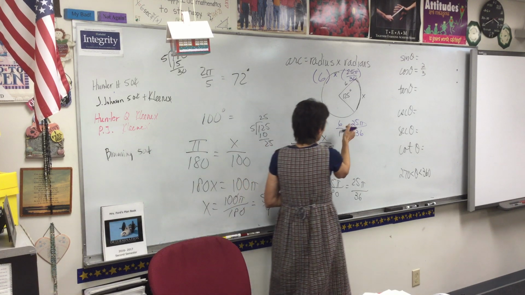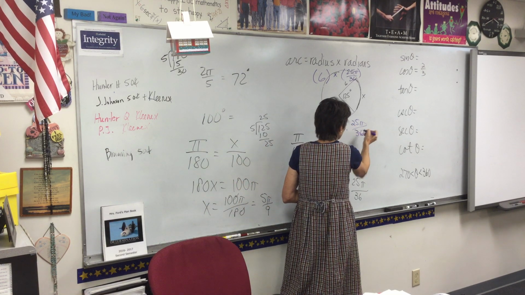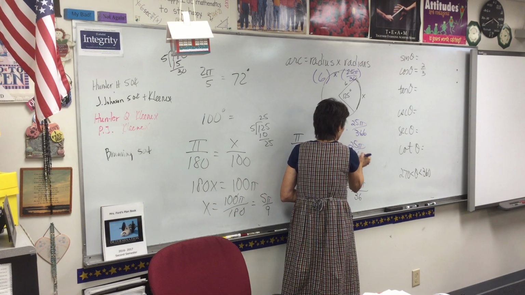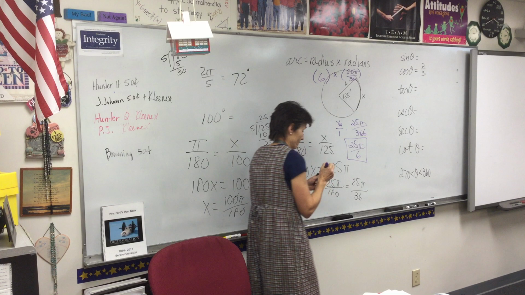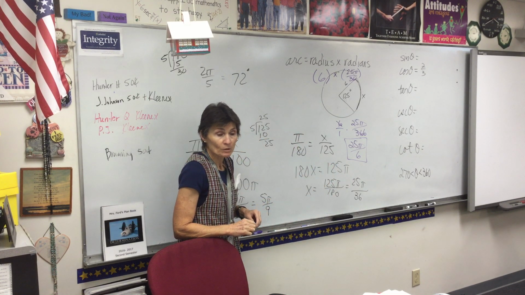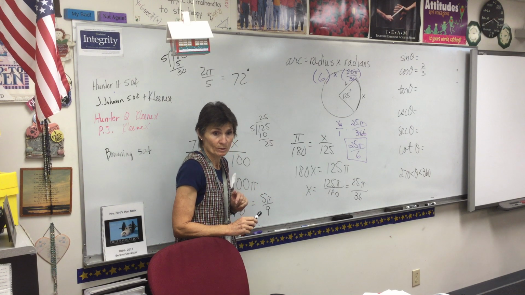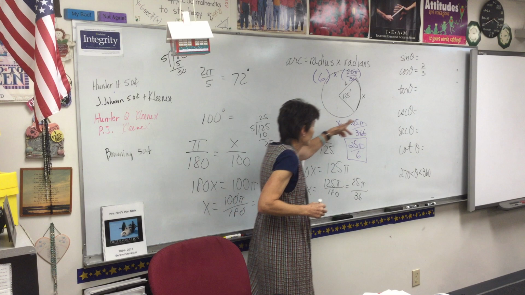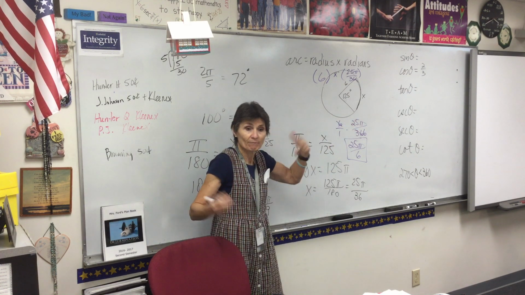But you might notice, will this cancel into this? Yeah. So your answer is just going to be 25 pi over 6. That's if it cancels. You always cancel. If it cancels, you always cancel. If you multiplied straight across, you would have to reduce that fraction. Yep.